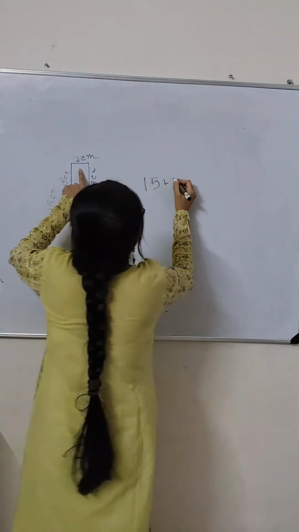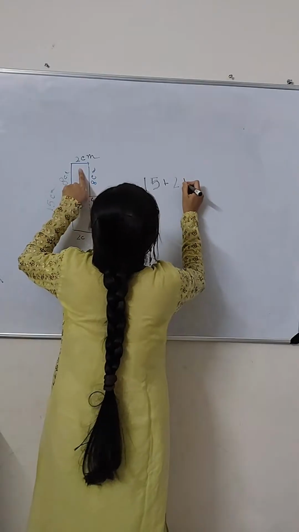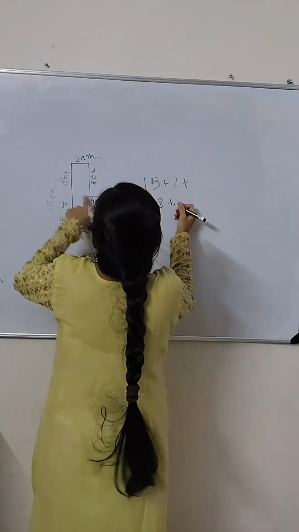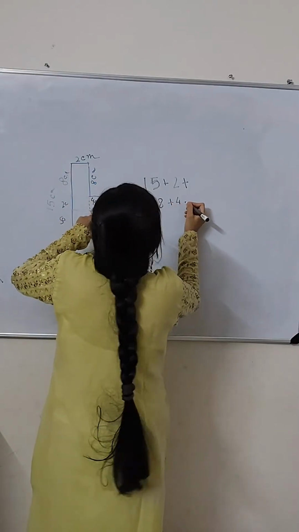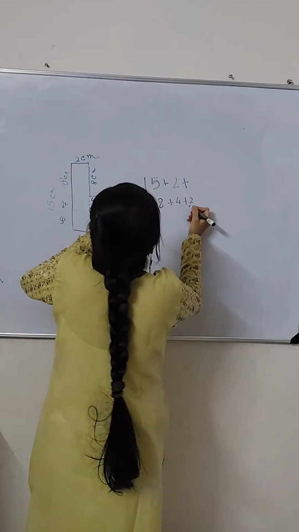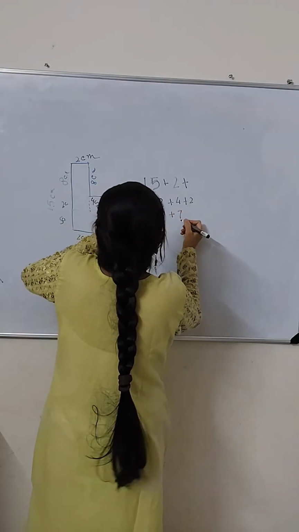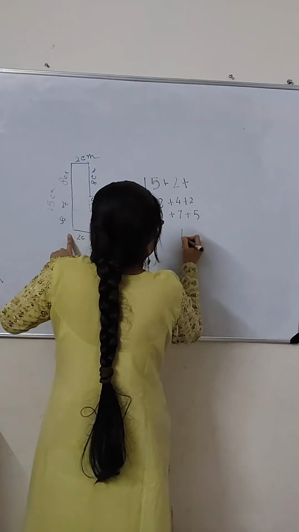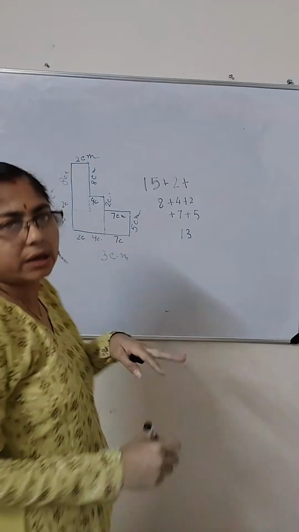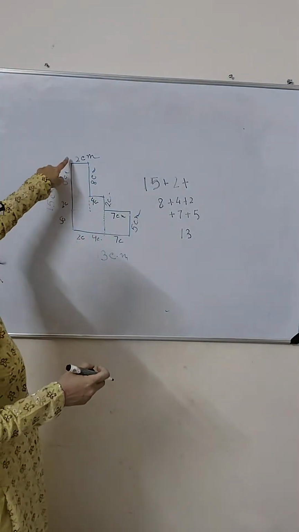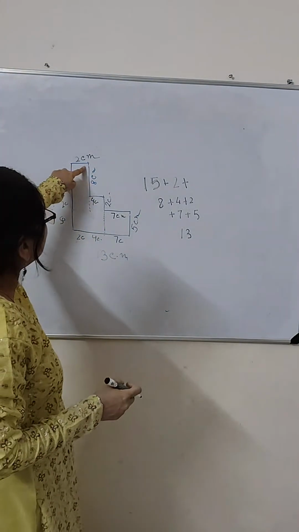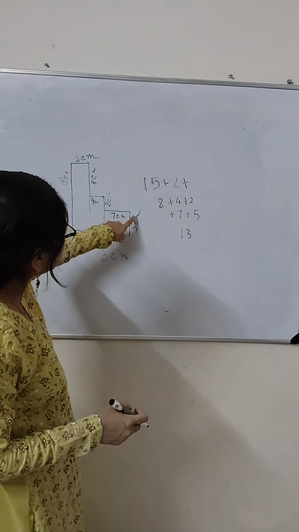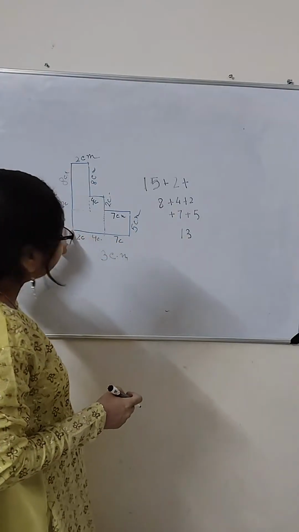Then 2, then 8, then 4, then 2, then 7, then 5, then again 13. How can I go? I start from here, 15 cover, then 2, then down 8, then 4, then 2, then 7, then 5, and again I come back to that point.